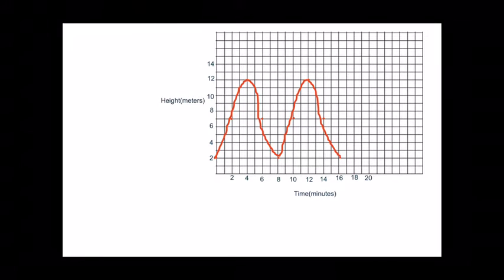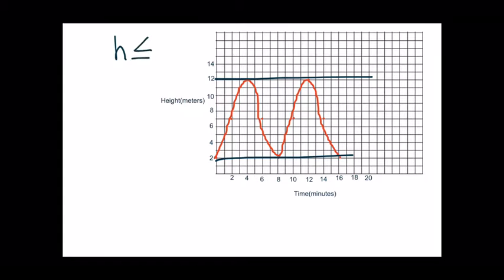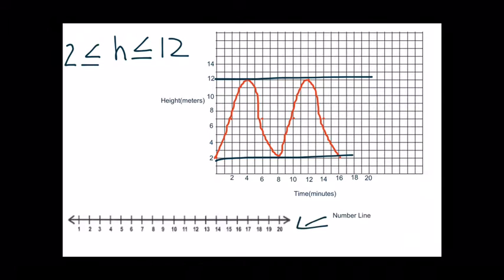As you can observe, the height never goes above 12, this line, nor below 2, this line, representing the inequality we wrote earlier, which was h is smaller than or equal to 12 and larger than or equal to 2. Now, here we have a number line, as you can see at the bottom. And we're also going to learn how to represent inequalities on a number line. As an example, we'll begin with the current inequality we have now.